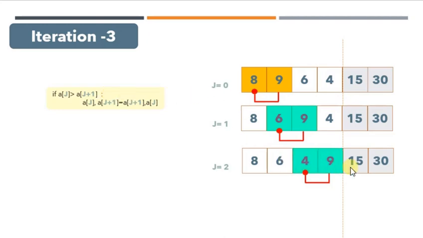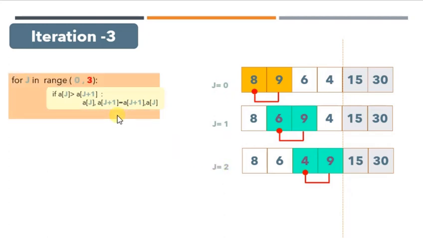Shall I move ahead? No, because 15 has reached its position, right? So what is the final value of J? J is 0, 1 and 2, of course. So my for loop will range in this case from 0 to 3. Fine. So observe this.